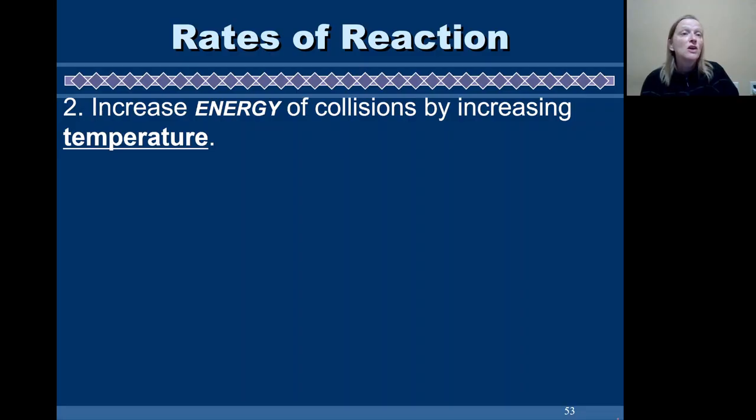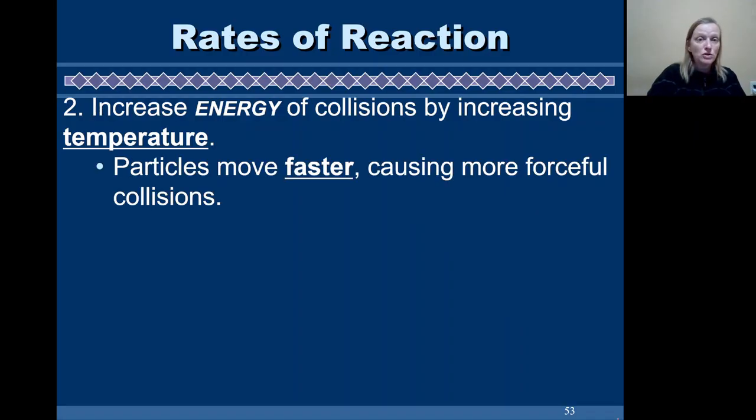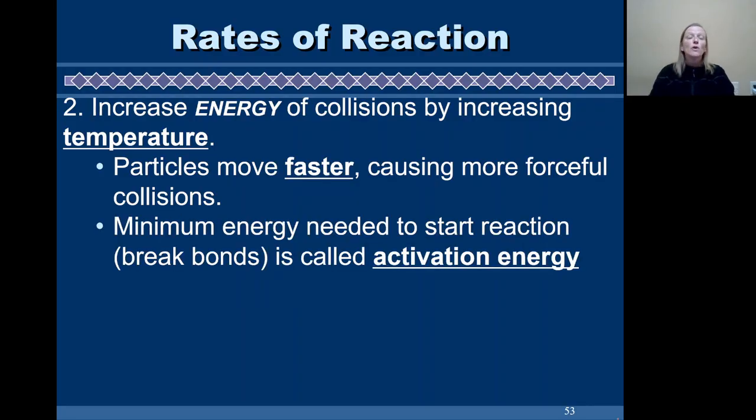That brings us to our second point. If you increase the energy of the collisions by increasing the temperature, then the particles are going to move faster, causing those more forceful collisions. Therefore, that minimum energy needed to get the reaction started is more likely to be met. So we achieve that minimum activation energy needed to start the chemical reaction.